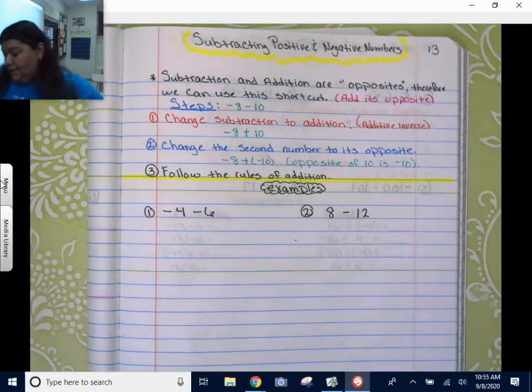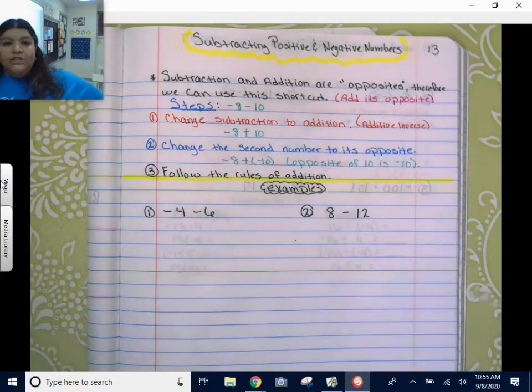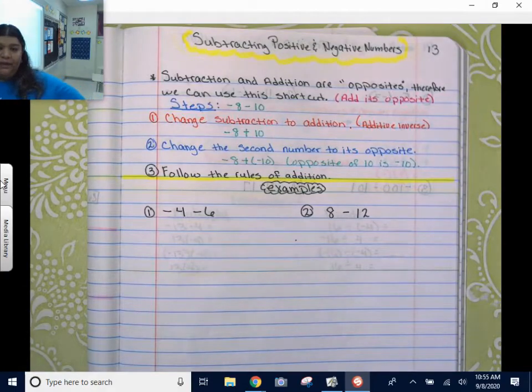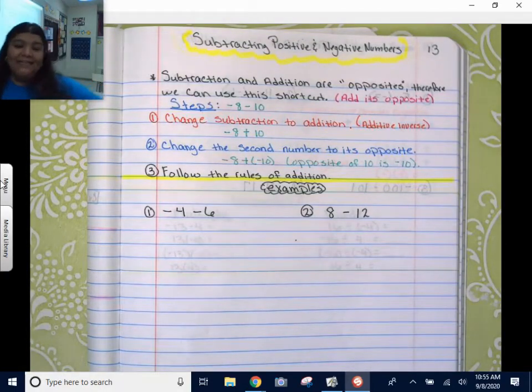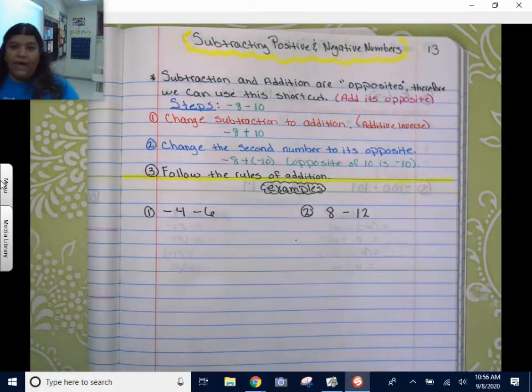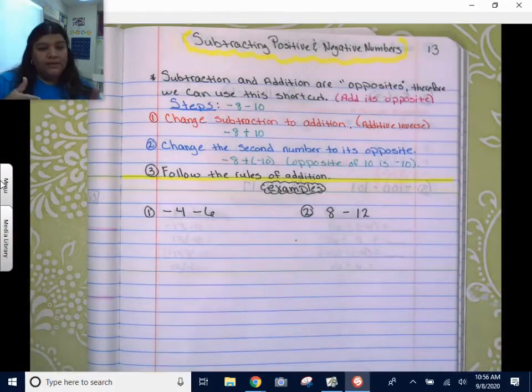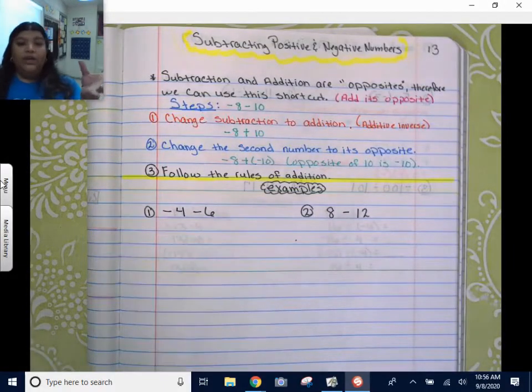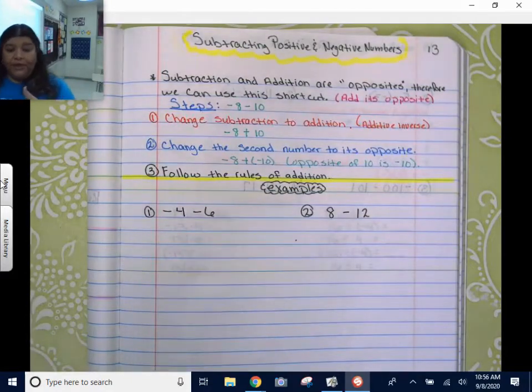Hey guys, good morning. Okay, now if you remember addition of integers from yesterday, the acronym we used was SADS. Same, add, different, subtract. So when you're adding integers, if your signs are the same, so if you're adding a positive plus a positive, you add them together. If you're adding a negative plus a negative, you add them together and keep the sign.